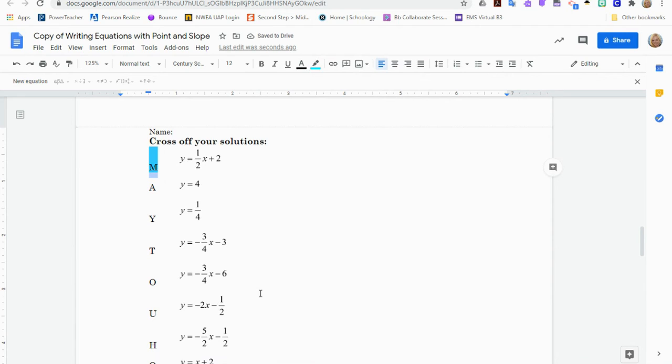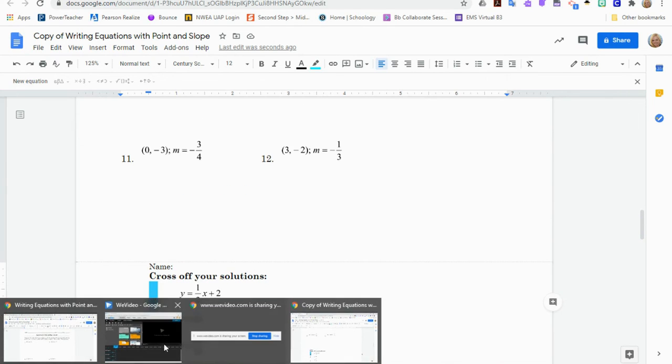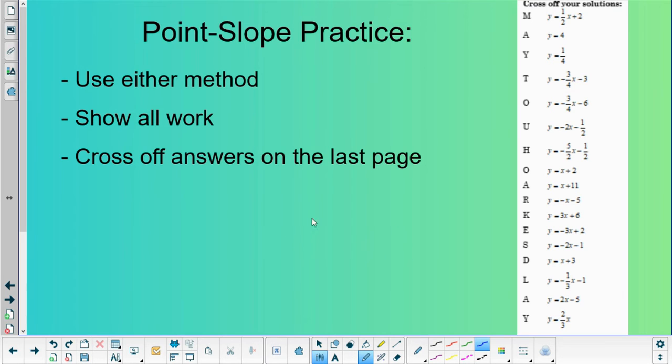What's going to happen is at the very end, you're going to read straight down all of the ones that are not highlighted, and it's going to spell something. Okay. Once you get done with that, make sure you submit it. And then there is a discussion question on Schoology that you can also answer. Okay. So if you are okay at this point, go ahead and start that assignment.